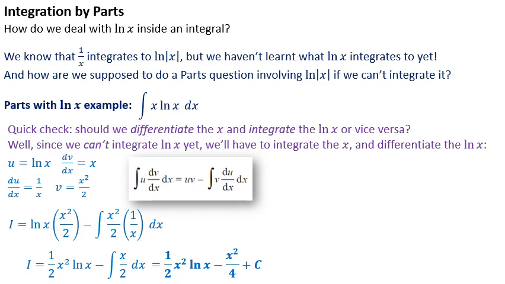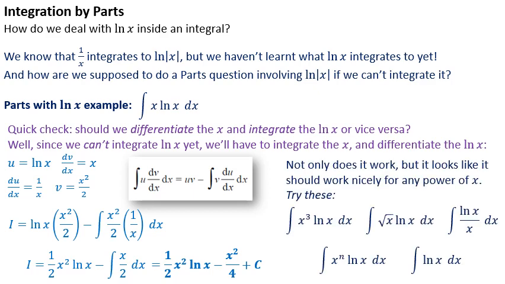Now this shows us two things. One, we can integrate things involving ln x without ever needing to know the integral of ln x. But also, because of the method by which this worked, because we ended up with 1 over x, which cancelled down nicely with the x squared over 2 term, hopefully you can see that x ln x is not the only thing we're able to integrate.